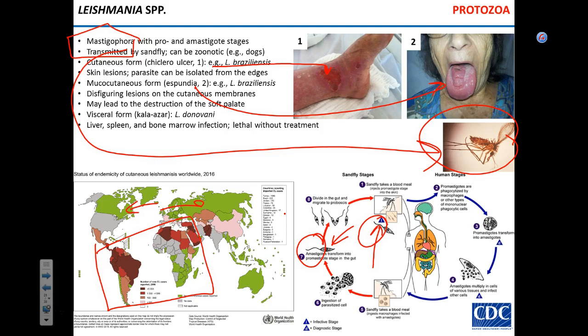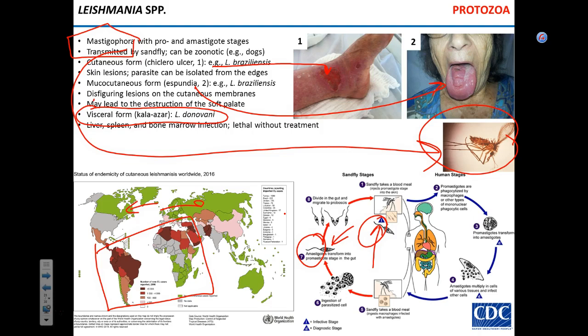Now, the most severe form is Kala-Azar. That's also called visceral Leishmaniasis. Liver and spleen are affected. Hepatomegaly, splenomegaly. If Kala-Azar is left untreated, that leads to death. Untreated visceral Leishmaniasis is 100% lethal.